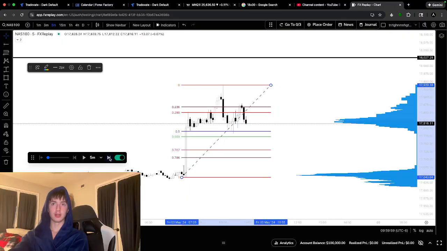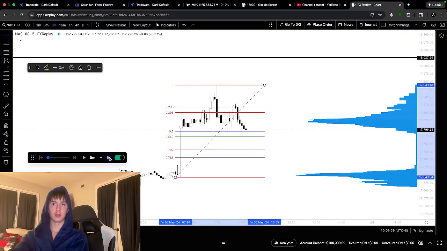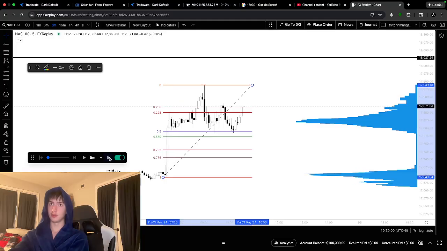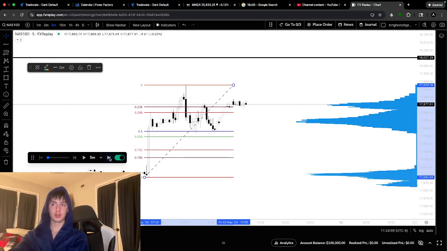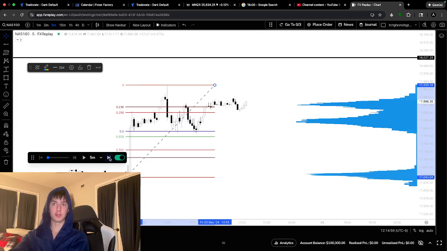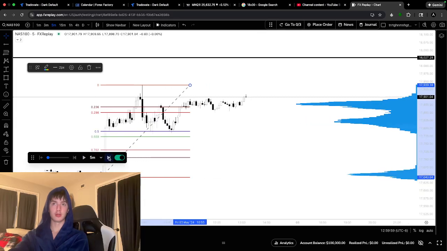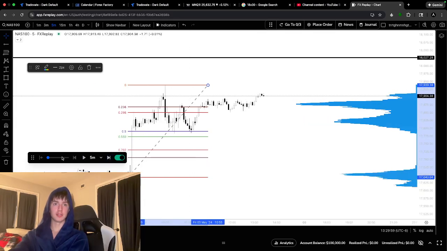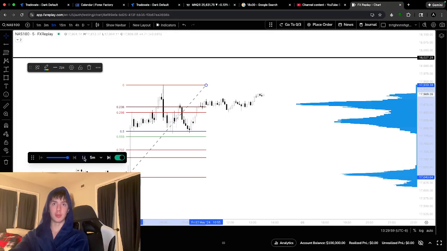No entry yet. Still no entry. This is super bad price action, actually. This is super choppy. In fact, we want to just let this run. It might be a no trade day.